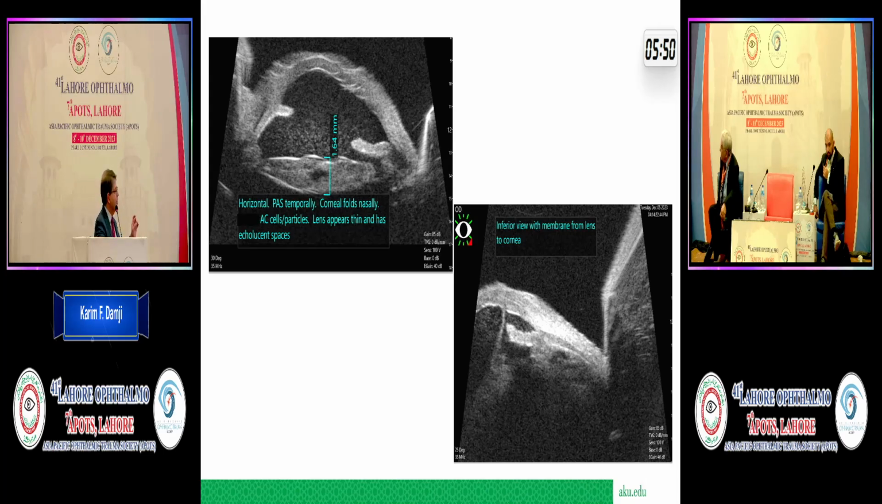There's a lot of particles in the anterior chamber that are very large. We could not appreciate them because of the edema, but very large particles. The anterior lens looks somewhat disrupted, and I'll come to that in a minute. But the lens thickness is reduced, right? So there's some issues with, and there's some echolucent areas in the lens.